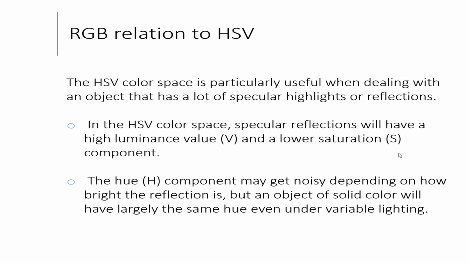The HSV color space is particularly useful when dealing with an object that has a lot of specular highlights or reflections. In the HSV color space, specular reflections will have a high luminance value, V, or a lower saturation component. The hue, H component, may get noisy depending on how bright the reflection is, but an object of solid color will have largely the same hue, even under variable lighting.